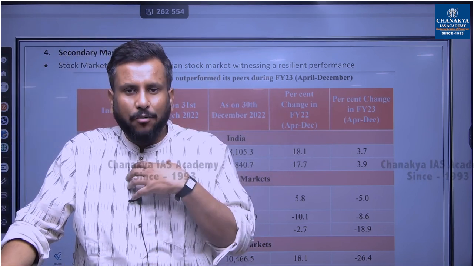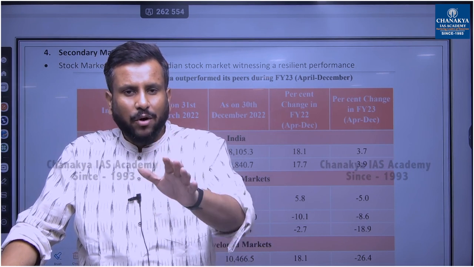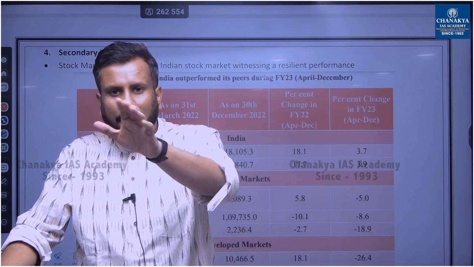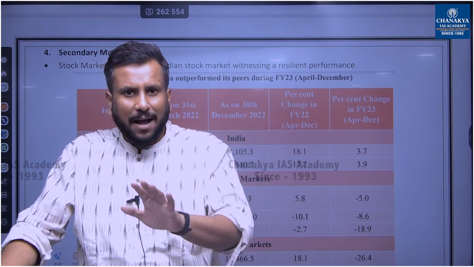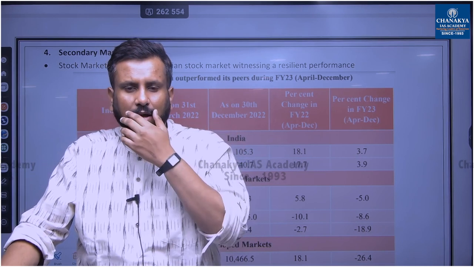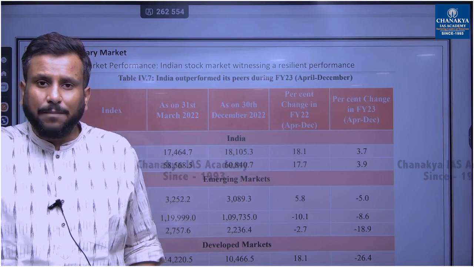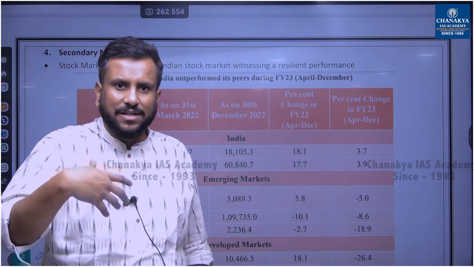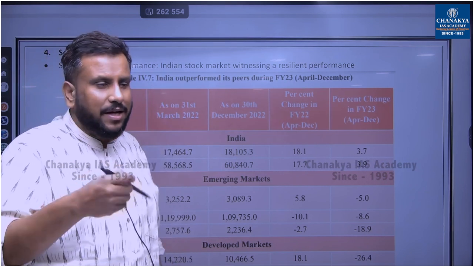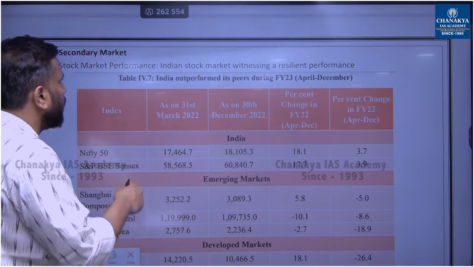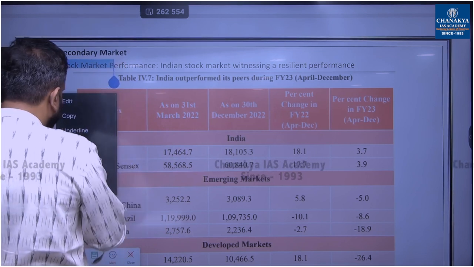So wahan pe I am not selling my share. I have sold my share to you. This is for the first time. Now you are selling that share among yourselves. So this is known as a secondary market transaction. So whatever happens in the Sensex share market, that's nothing but the secondary market. And IPOs, FPOs are the primary market because wahan pe pehli baar share ko khareeda ya becha ja raha hai. But yahan pe the shares are traded among different people. So this is the stock market, right?